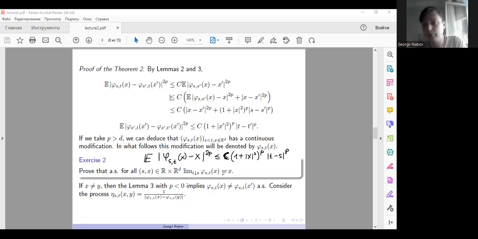Actually, in the proof of Kolmogorov's theorem, the main step is to get some uniform estimate on the supremum of such ratios from estimates of this type. So this can be done here, and as a result, we will deduce that limits when t goes to s exist and equal to x.